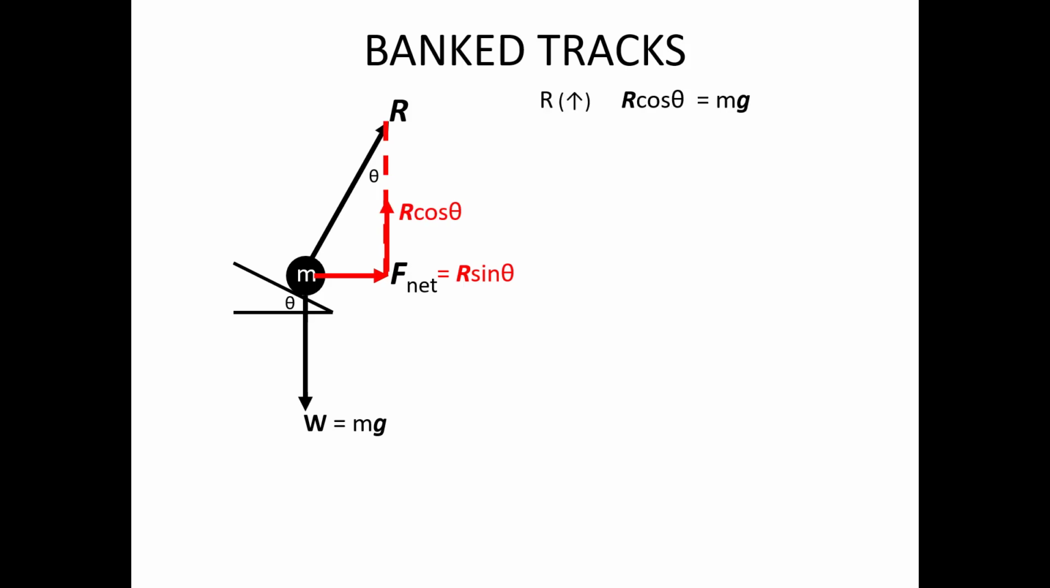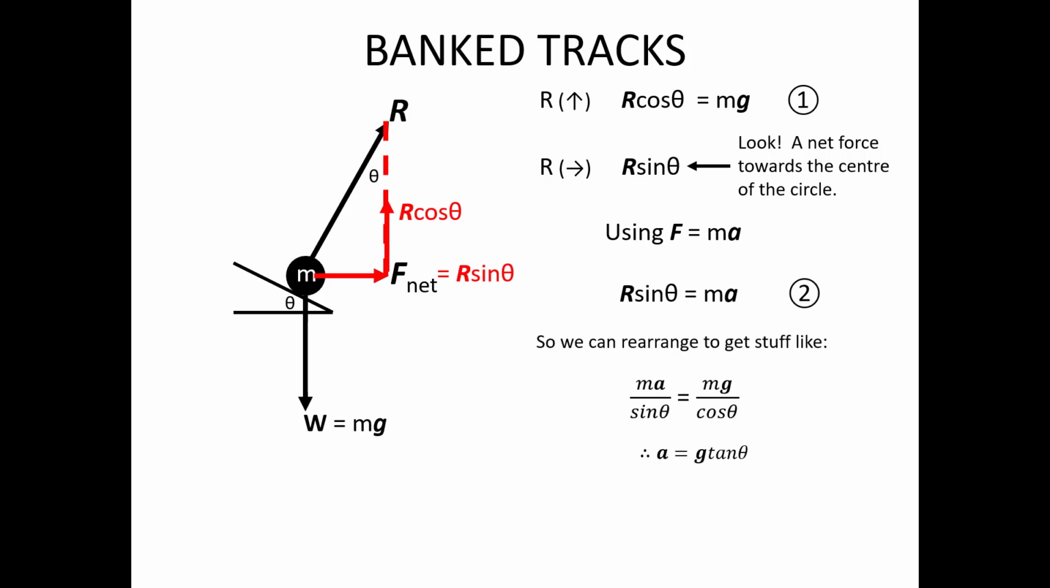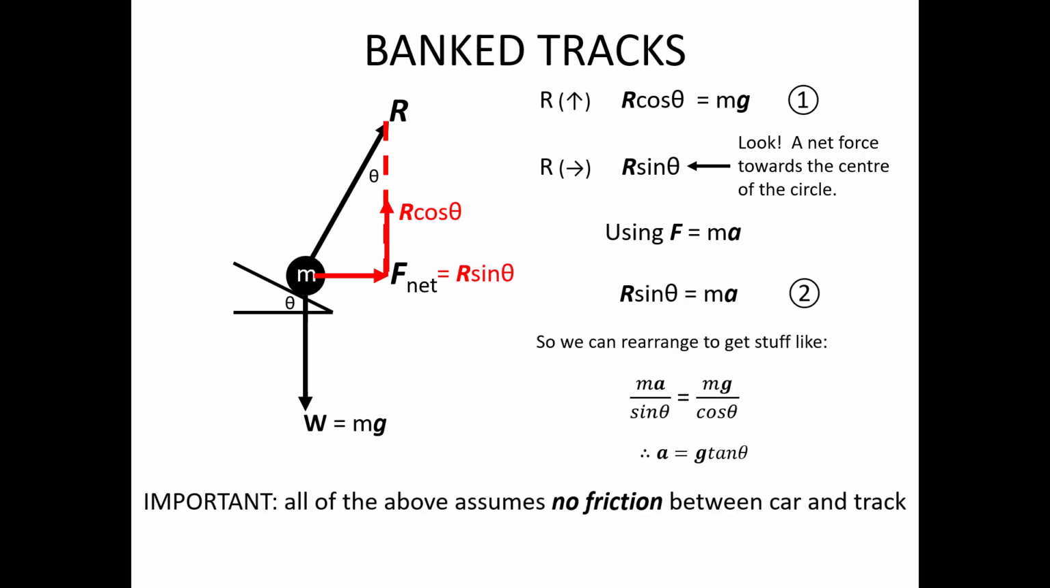I now get exactly the same equations as I got for the pendulum, but with an R, a normal reaction, instead of a T, a tension in the string. So there you are. R cos theta is mg. There's my equation 1. And resolving horizontally, R sine theta is ma. And I get the same equations as before. Notice that all of this assumes no friction between the car and the track. A bit implausible, but it's a useful starting point.